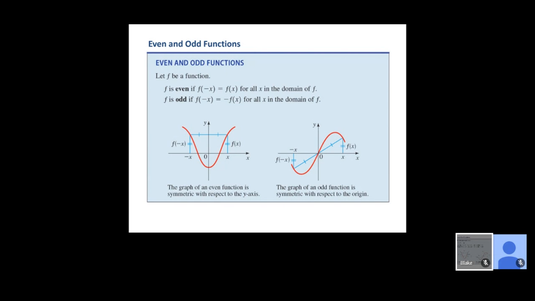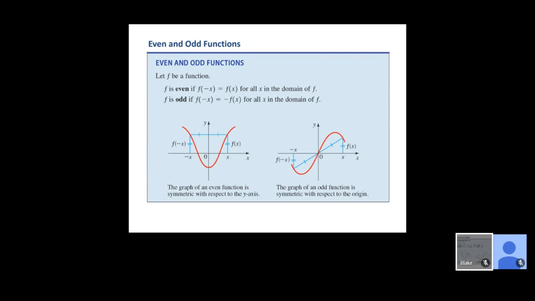All right. So even and odd functions. Okay, so we're going to let f be some function, and we're going to say that f is even if f of negative x is equal to f of x. What that means is if we substitute a negative x value into our function and we simplify it and we get the same function that we started with, then we know we have an even function. All even functions are going to be symmetric about the y-axis.